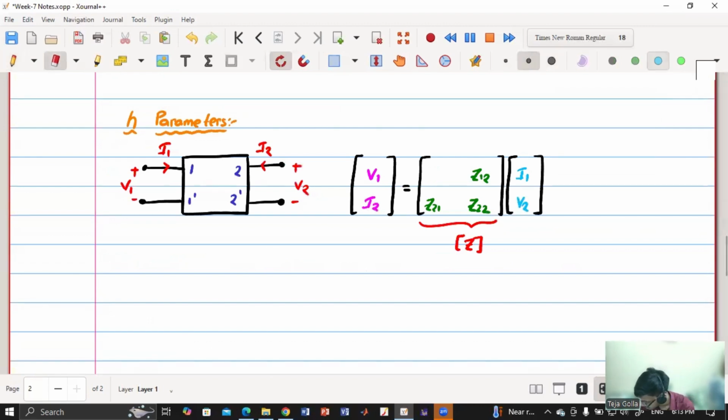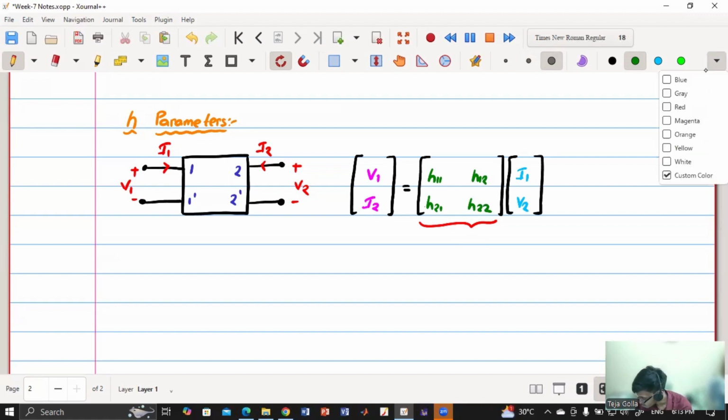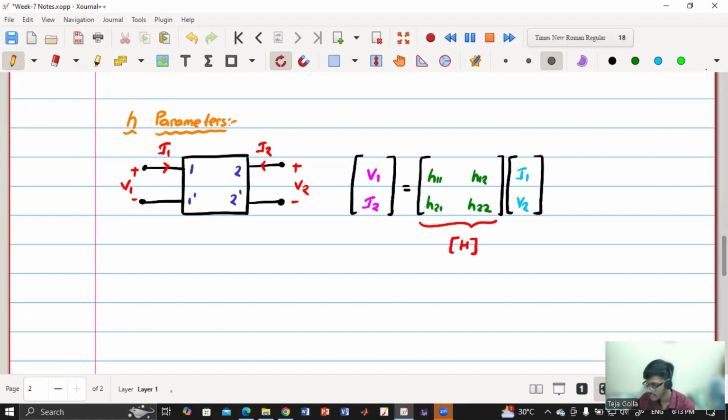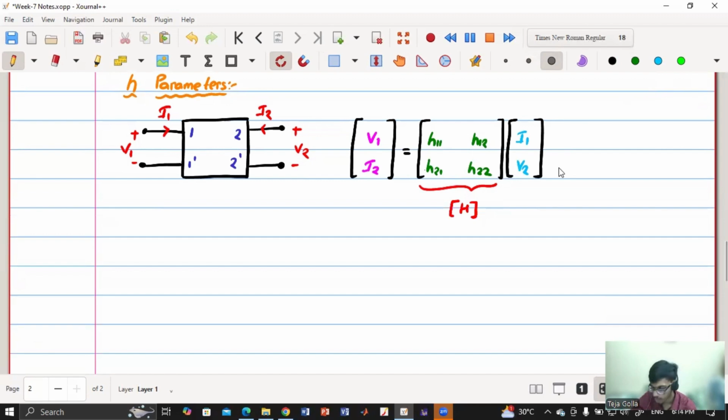Okay. So these are now again H11, H12, H21, H22, and this will be the H matrix. First you have to remember V1, I2, I1, V2. So then what will I write? I will just write H11, H12, H21, and H22. So now I got the matrix. From here, I know that this is my H matrix.